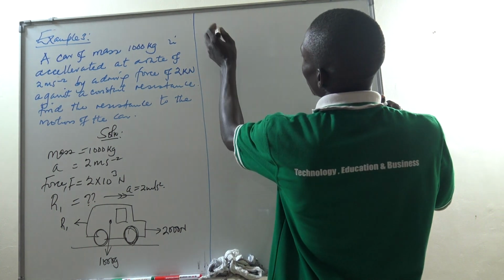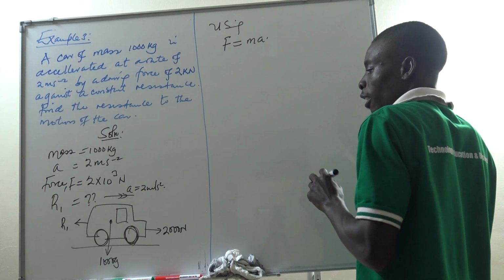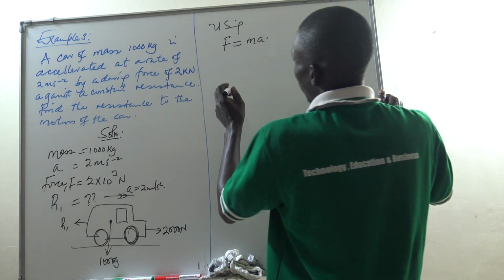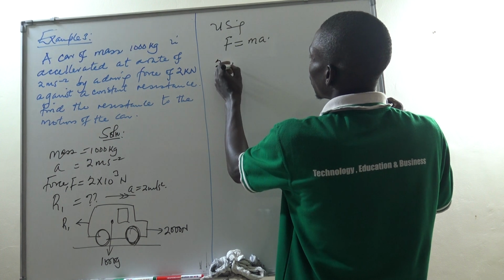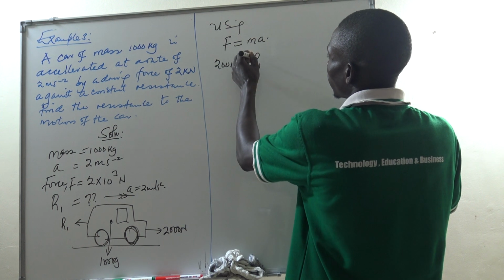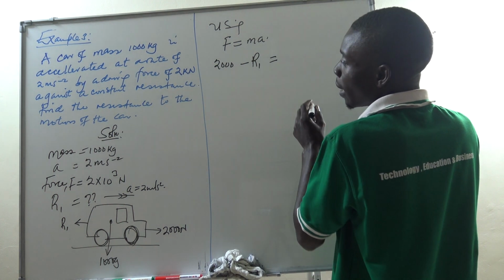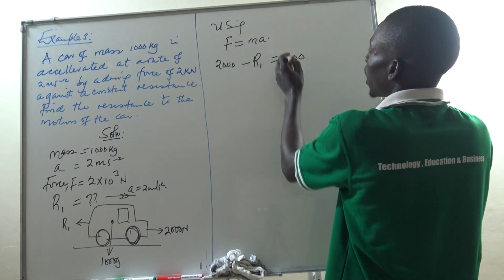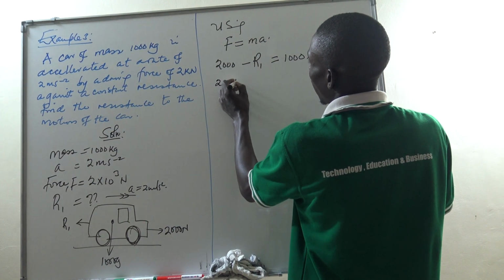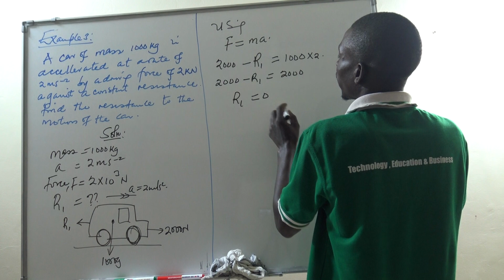So I can now say, using F equaling to MA, okay? F is the force in the direction of motion minus force opposing motion. So we can say force in the direction of motion is 2000 minus the force opposing is R1. Is that okay? And then should be equaling to MA. What is my M? My M is 1000 times 2. Okay? That means that my 2000 minus R1 equaling to 2000. And that means that R1 equaling to 0.